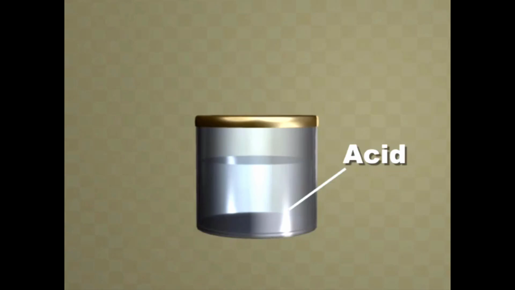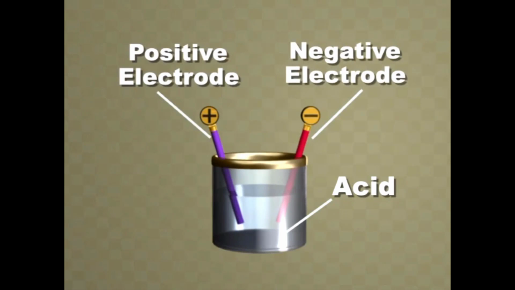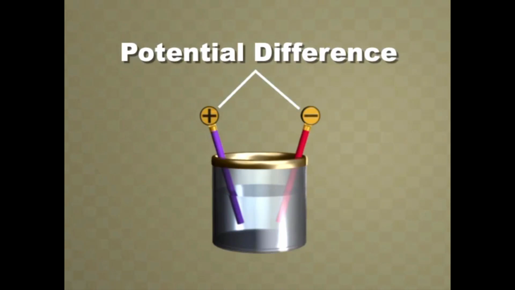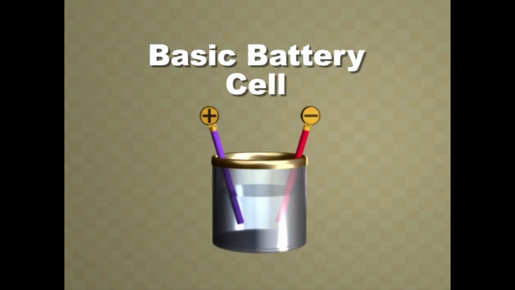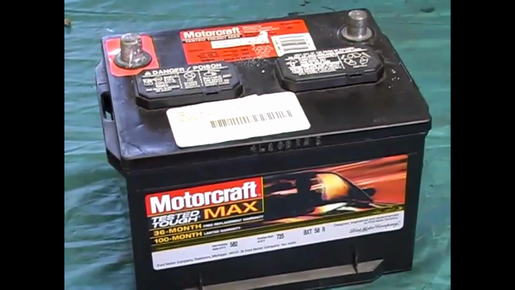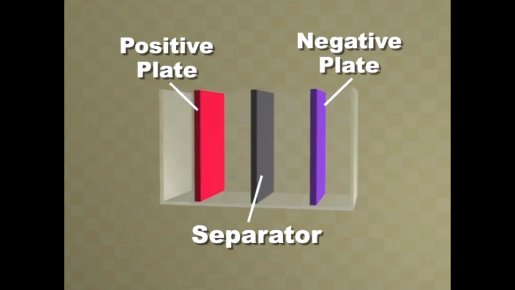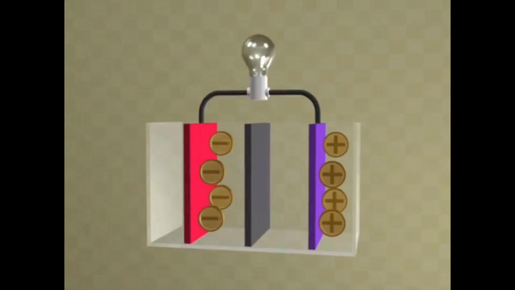To make a fundamental battery, place dissimilar metals in a beaker of acid. One metal rod would form the negative electrode and the other the positive electrode. A potential difference or voltage will be formed across the two electrodes. The result would be a very basic battery cell. In a car battery, the plates or electrodes are flat to increase surface area and electrical power. Separators are used to keep the plates from shorting or touching.